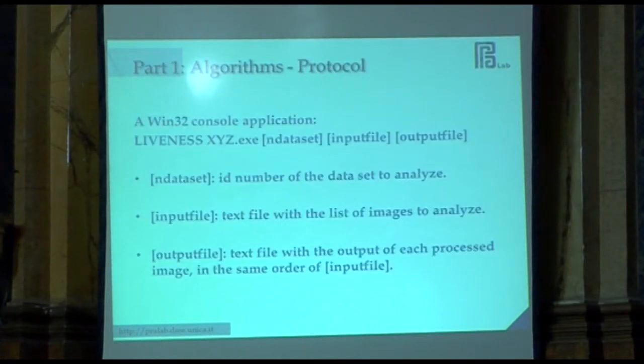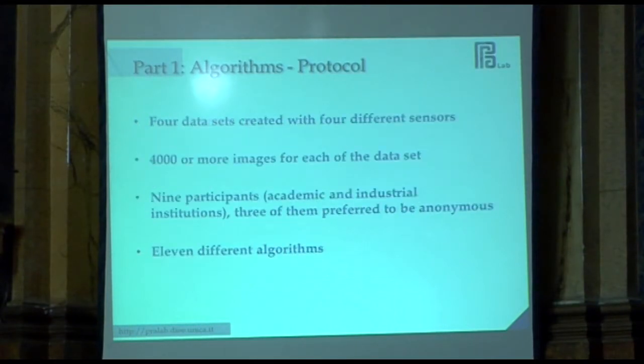Let's see the protocol of the competition. The protocol was very simple. The competitor sent us an exe file with a predefined set of parameters, and the main output of interest is the liveness score, a posterior probability of the pattern to be in the live class. As you may easily understand, the problem of liveness detection is simply a two-class classification problem where we have to assess the liveness or not of the pattern given as input to the classifier.